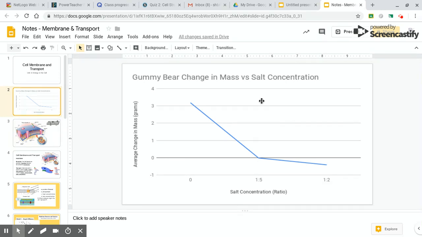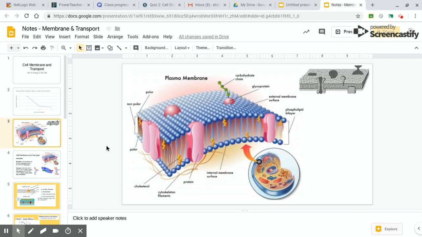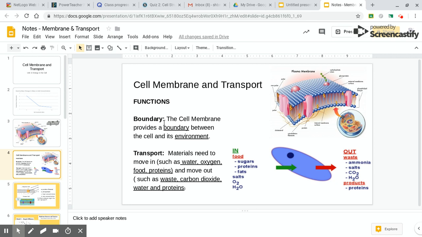So what happened? What made that change in mass occur? Why did the gummy bears get bigger or smaller? So what we're trying to do is to apply this information to what is happening in the cell. To understand that, we need to know the cell membrane. And of course, we built those membrane sections before with the folded paper. Really what we're looking at here is just a section of the larger membrane that goes all the way around the cell. So the plasma membrane is our boundary between the cell and the outside environment, and it's going to help regulate all the transport that happens from the cell.